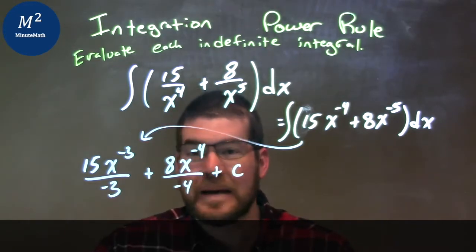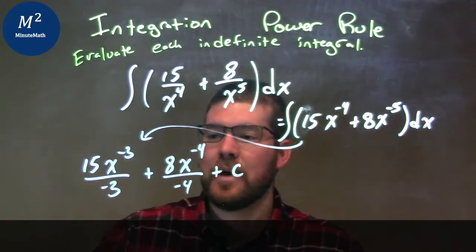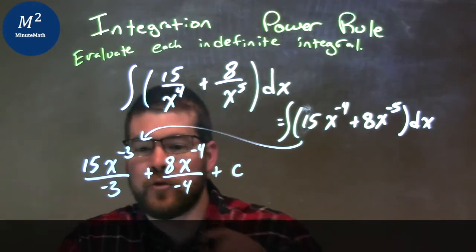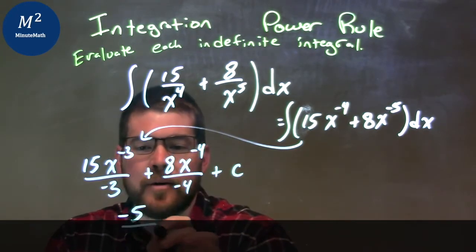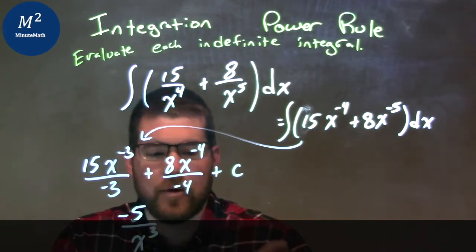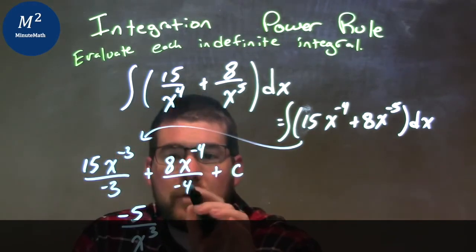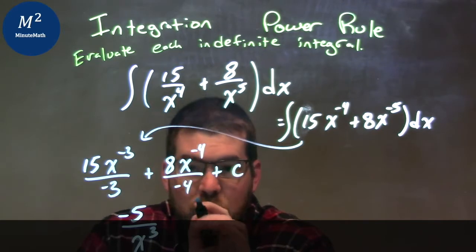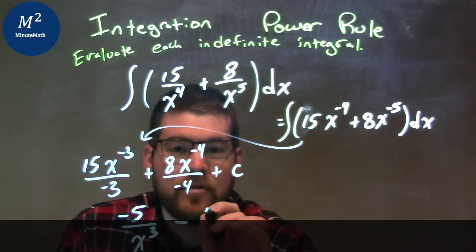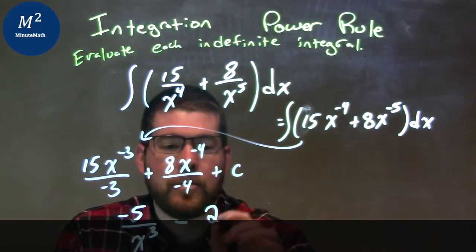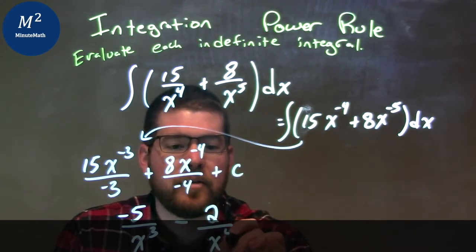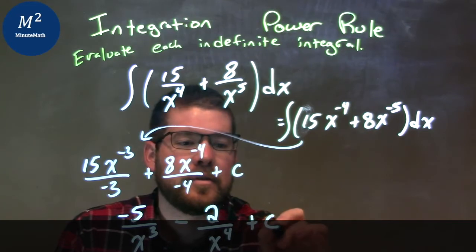So now from there, we need to simplify. 15 divided by negative 3 is a negative 5, so we have a negative 5 out here. And then we bring the exponent back to the denominator, x to the positive third power. Same thing here with the 8. 8 divided by negative 4 is a negative 2, so we have minus 2 here, right? Minus 2. But then, that exponent we put back in the denominator, x to the positive fourth power, and then we have a plus c.